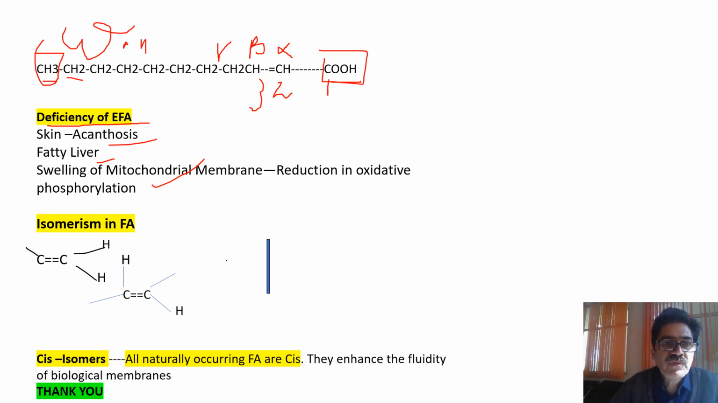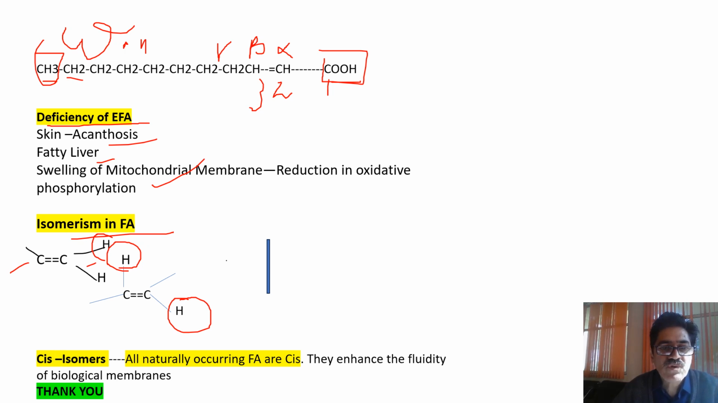Next, we talk about isomerism in fatty acids. As we have seen, unsaturated fatty acids contain a carbon-carbon double bond, maybe 1, 2, 3, etc., as we have seen in the previous slides. If hydrogens lie on the same side of the carbon-carbon double bond, it is a cis isomer. If hydrogens are situated on opposite sides of the double bond, then it is trans. Accordingly, we have cis fatty acids and trans fatty acids.